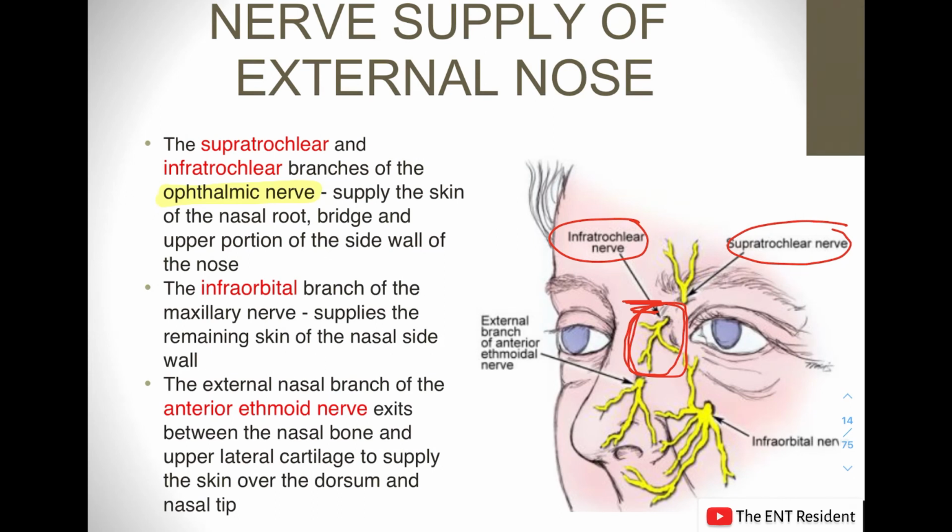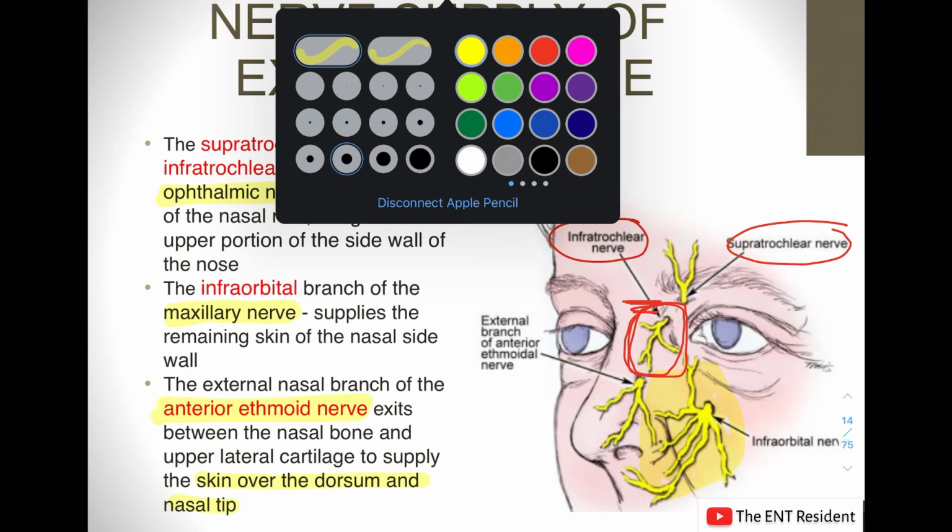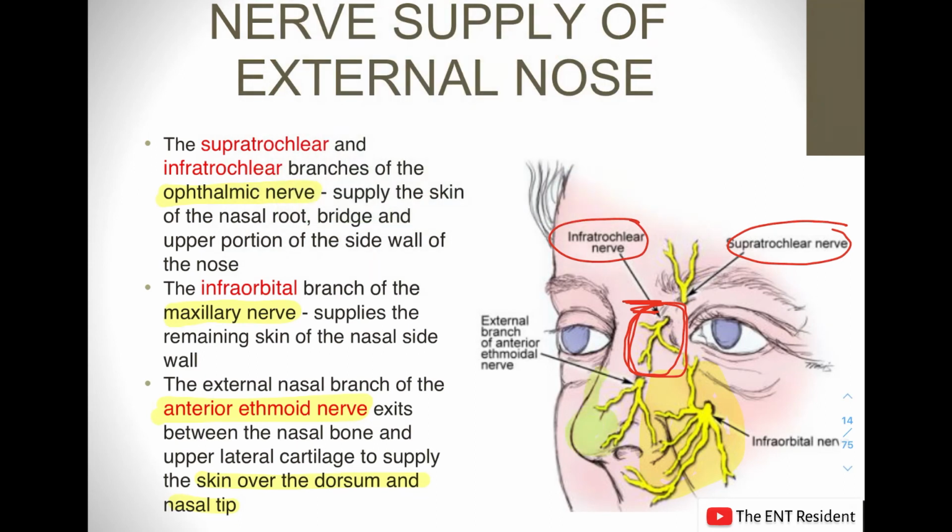Next is the infraorbital branch of the maxillary nerve, the maxillary nerve being the second division of the trigeminal nerve. It supplies the remaining part of the nasal side wall. Lastly is the external nasal branch of the anterior ethmoidal nerve, which exits in between the nasal bone and the upper lateral cartilage, and it supplies the skin over the dorsum and the nasal tip, which is the rest of the area. So these are the three areas which are supplied by the different nerves.